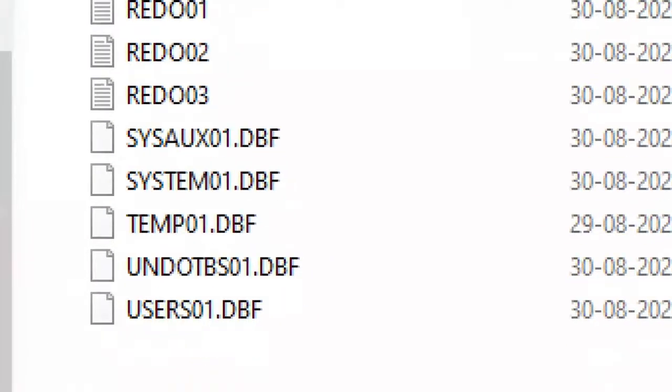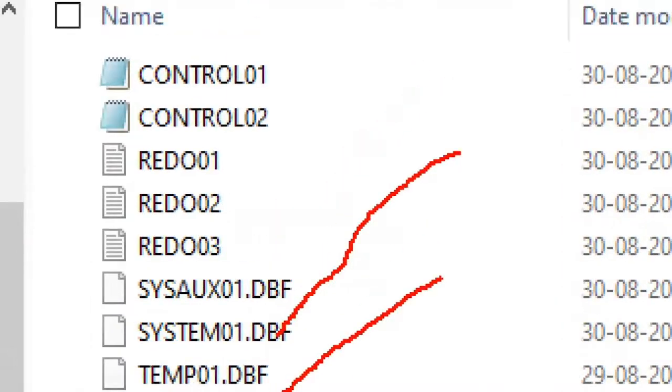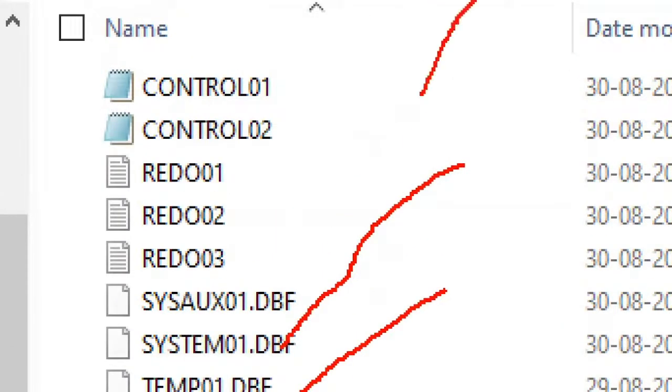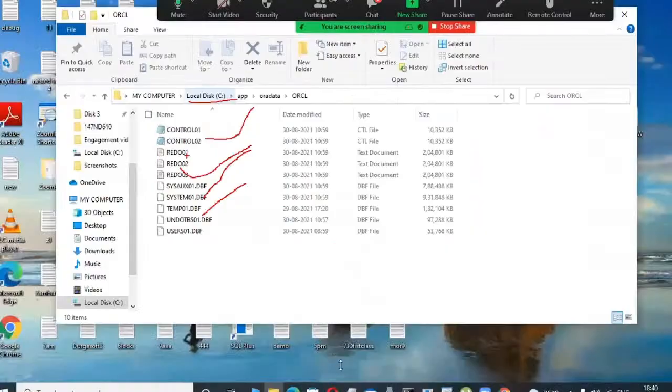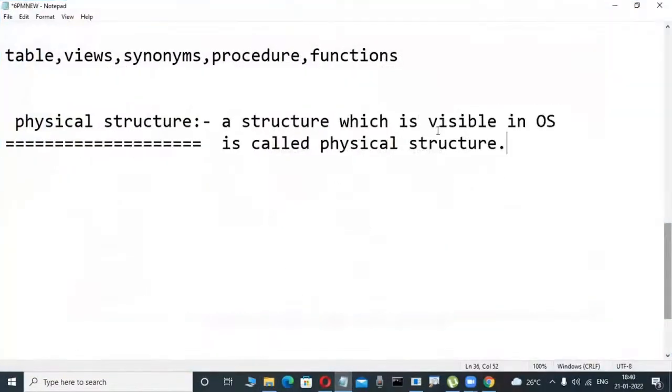Observe here. These are data files, .dbf files. What is this? You don't have an idea. Later you will be familiar. Here are control files and redo log files. These files are why it is called a structure which is visible in the operating system. That is called the physical structure.